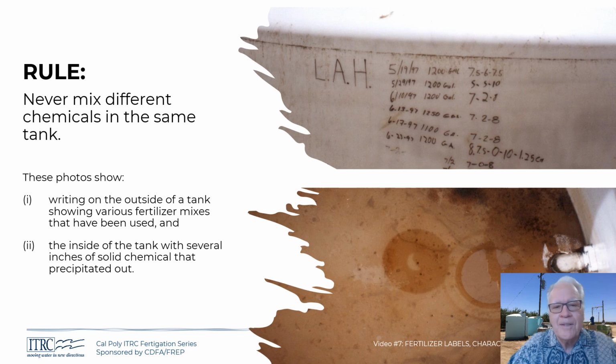Here's an example of one tank, just as an example. And the rule, of course, is don't mix different chemicals in the same tank. People just don't keep track of what they're doing. In other words, use a lot of tanks and a lot of different injectors. In the photo on the top, you can see that at different dates they put in different fertilizers. And then I took a look at the inside of a tank, and it's a little difficult to see here, these circles and that, but basically the bottom of the tank is packed solid with something, where fertilizers were mixed and precipitated out. So it didn't do much good there.